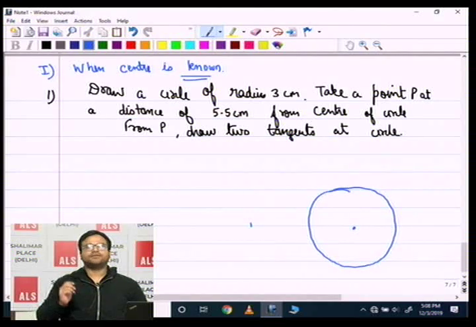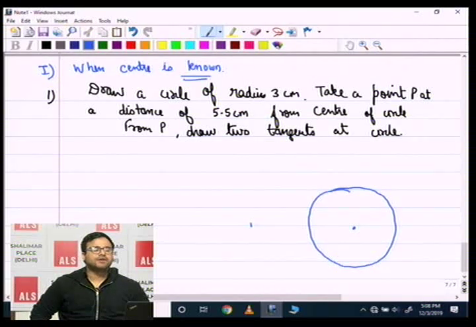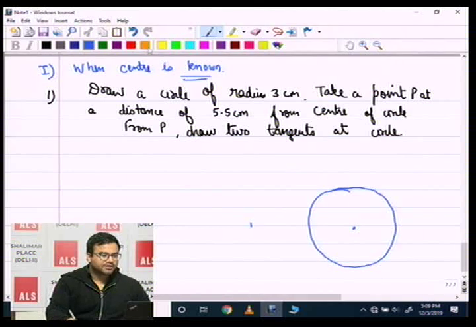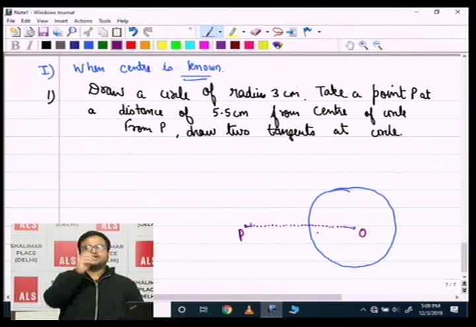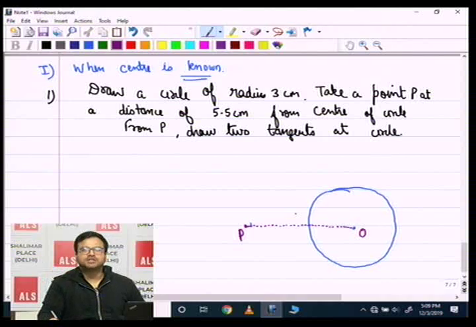Okay. Now, the second step says, take a point P at a distance of 5.5 centimeter from the center of the circle. So from this center, with the help of a scale, draw a line, or take a point P which is at a distance of 5.5 centimeter. Let's say this point P is over here. Let's name the center of the circle O. Taking a point P outside the circle at a distance of 5.5 centimeter, do it with a dashed line.